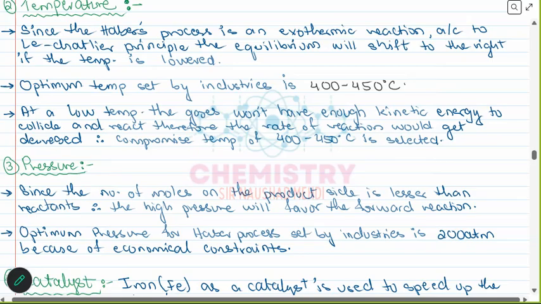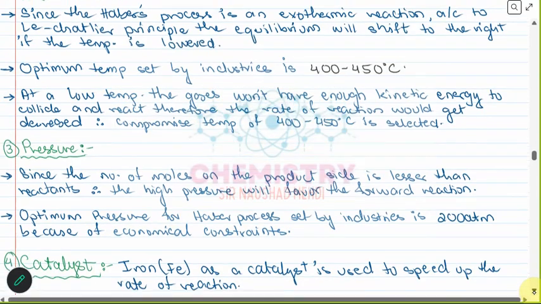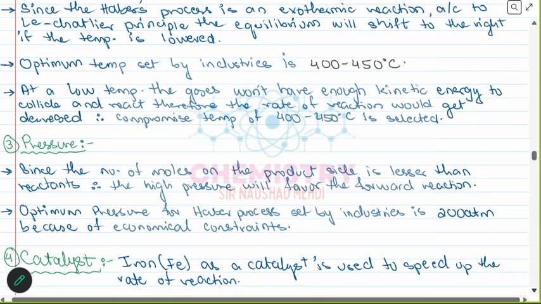Because for installing those compressors and for their maintenance, you need a lot of money, and that will not be an economical way. So the optimum pressure is capped at 200 atm. That is what you have to remember. Is that clear to you? Yes or no? Okay. All right. Then now the last thing is the catalyst.